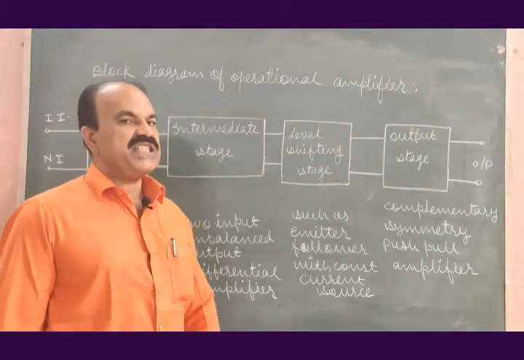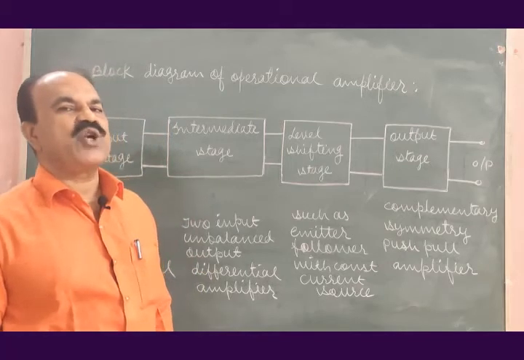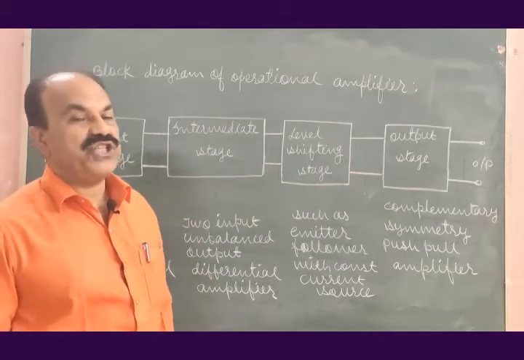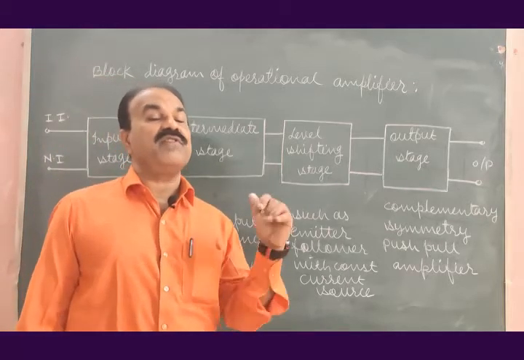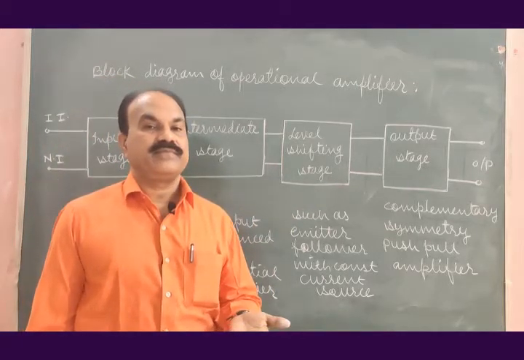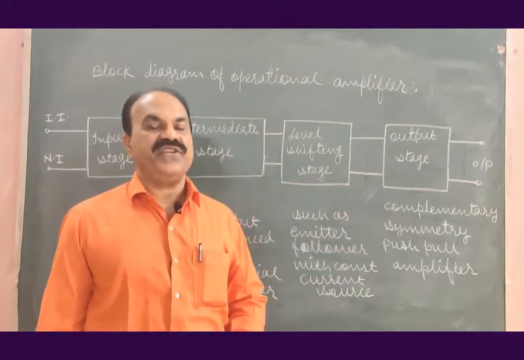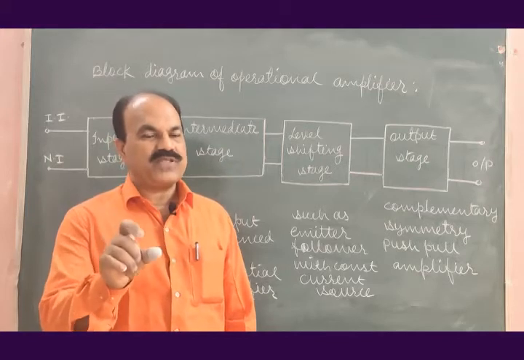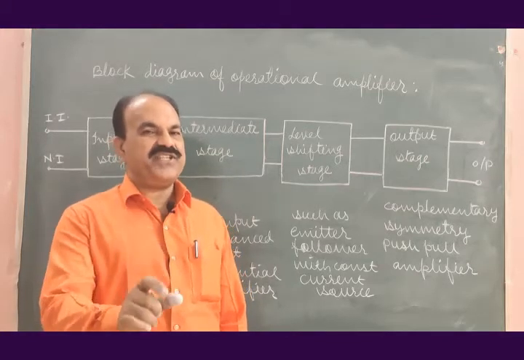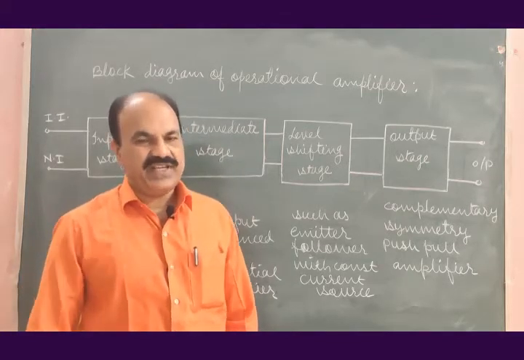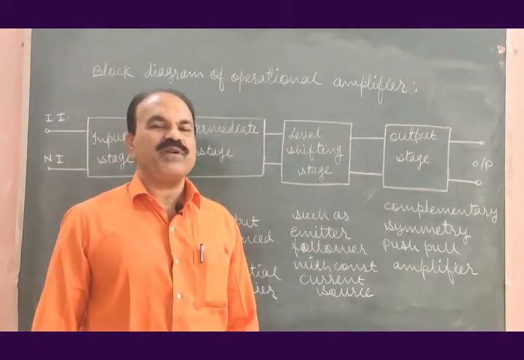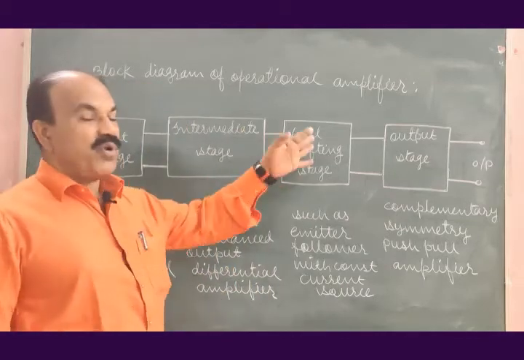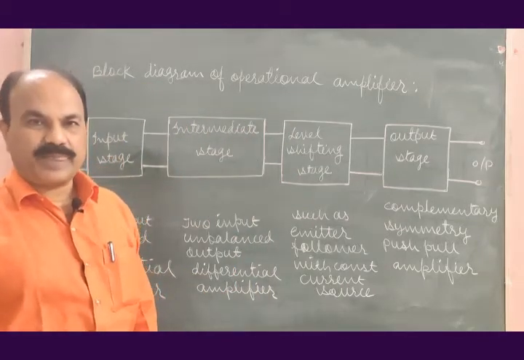In integrated circuits, capacitors are not used. As capacitors are not used, the DC voltages given for biasing, plus VCC and minus VEE, are important. In the first article of this chapter, two power supplies are shown, plus VCC and minus VEE. These are used for proper biasing of all these blocks of the operational amplifier.